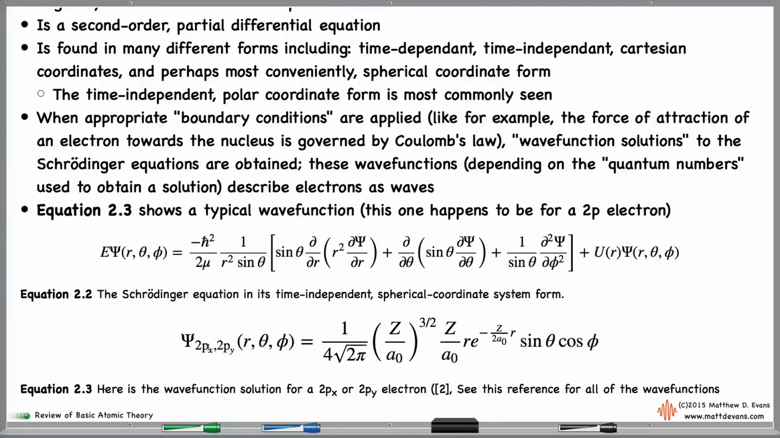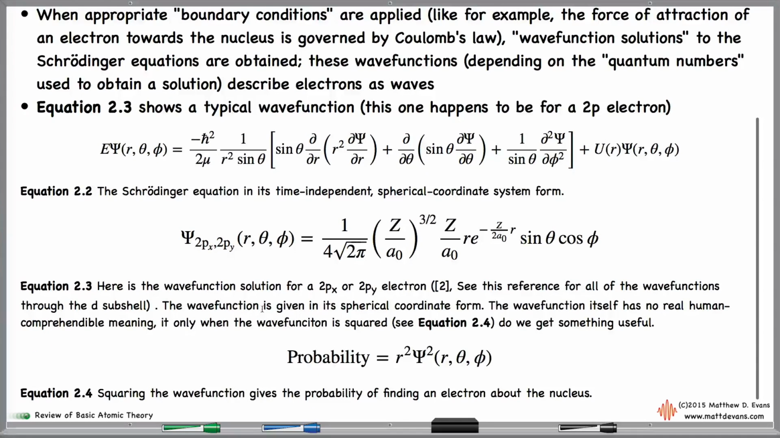All right, so we're not done yet. Unfortunately, the wave function itself has no real human comprehensible meaning. Just because we can come up with a solution for this type of electron doesn't mean that it's inherently useful to us. So it's only when we take this wave function solution and, strange enough, we square it. We just simply take the equation, we square it, literally, and we still have this spherical coordinate system.